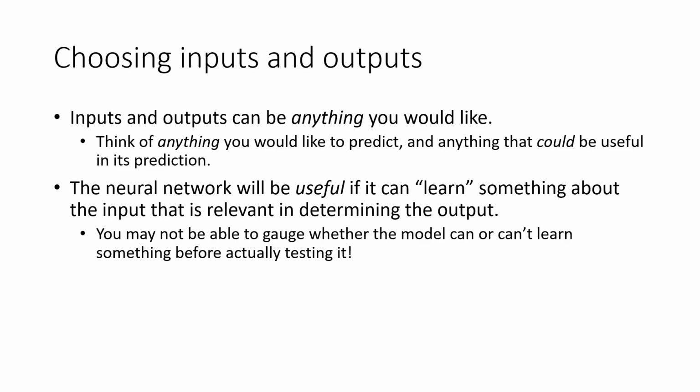And now it's important to note that while inputs and outputs can be anything you would like, you need to realize that the model is only going to be useful if it can learn something about the input that is relevant in determining the output. For example, a neural network would easily be able to recognize that elevated C-reactive protein levels, procalcitonin levels, and/or white blood cells means that there is an infection, but it might not be able to distinguish what type of infection based on these values alone.